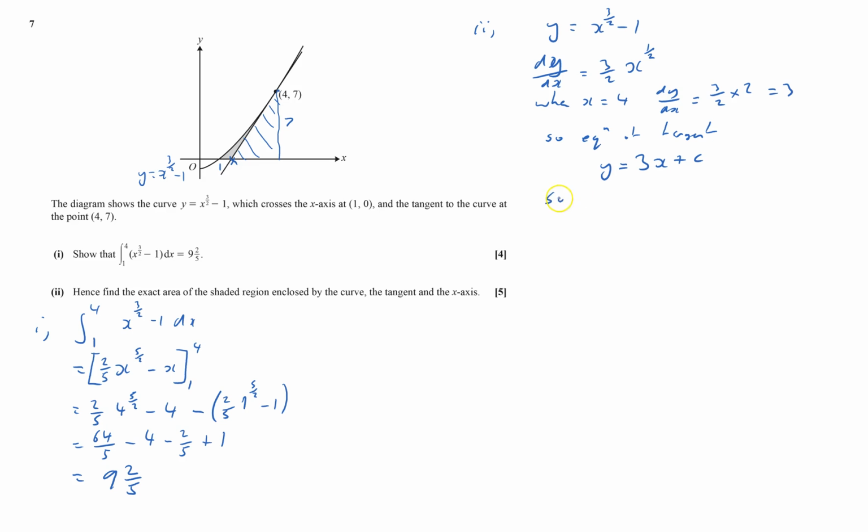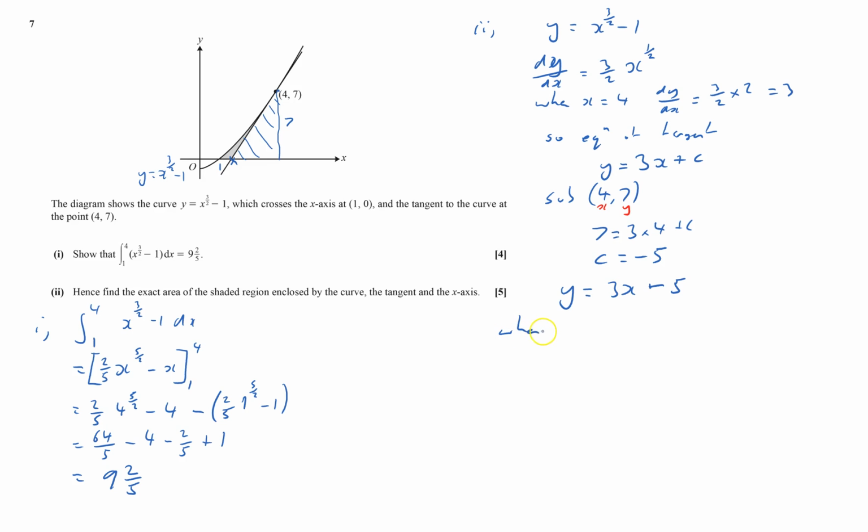And I need to find c, so I need to sub in any point on it, and that's the point (4, 7). I always have to be a bit careful. I always like writing down underneath that x and y, just to remind myself that the x value is 4. So that means I get 7 equals 3 times 4 plus c, that's 12, so c equals negative 5. So now we have y equals 3x minus 5, and that is the equation of the line.